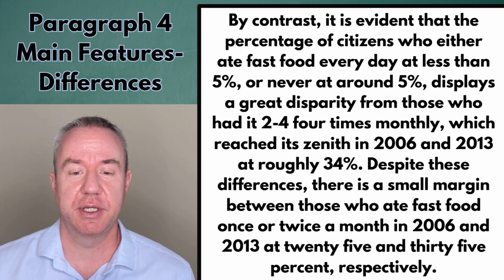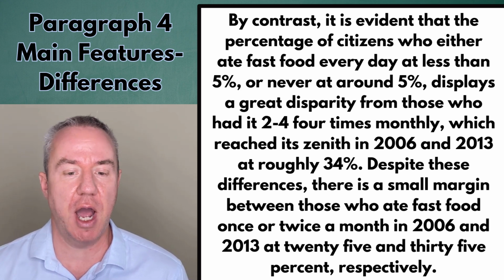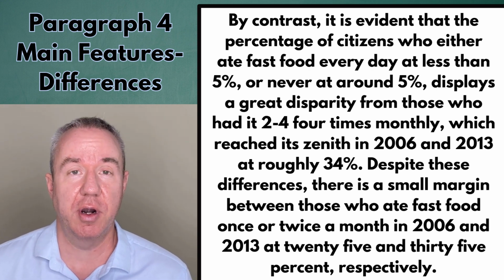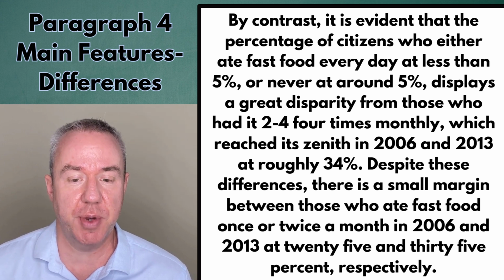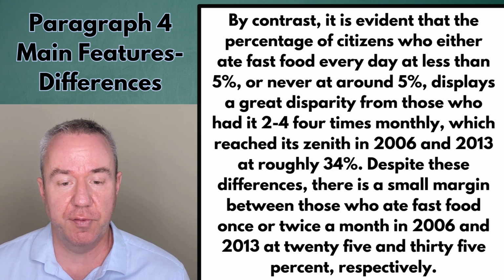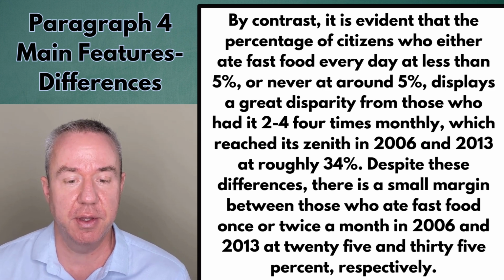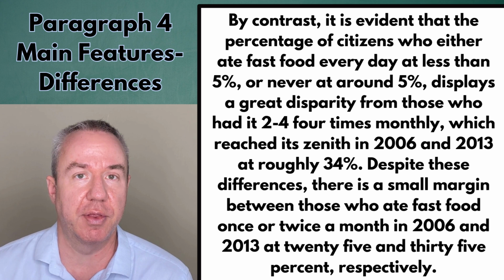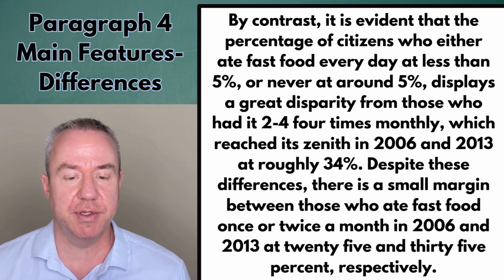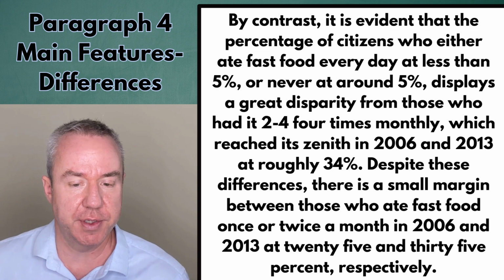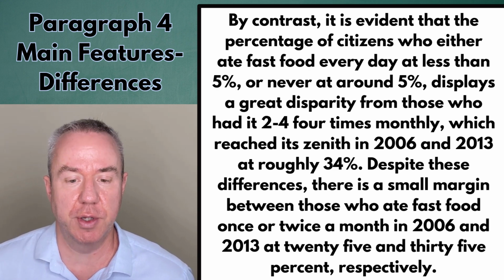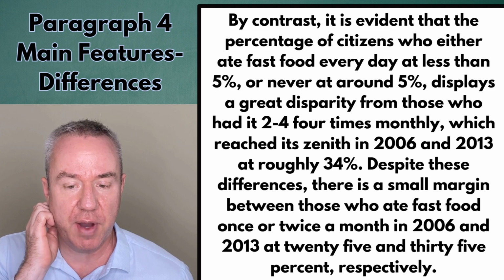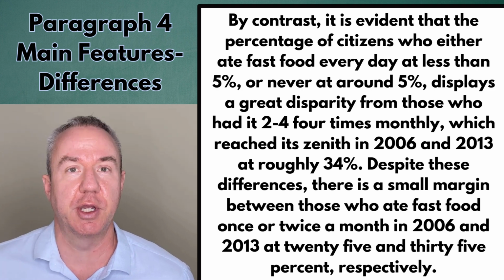By contrast, it is evident that the percentage of citizens who either ate fast food every day at less than 5%, or never at around 5%, displays a great disparity from those who had it 2 to 4 times monthly, which reached its zenith, its peak, in 2006 and 2013 at roughly 34%. Despite these differences, there's a small difference between those who ate fast food once or twice a month in 2006 and 2013 at 25 and 35%, respectively.